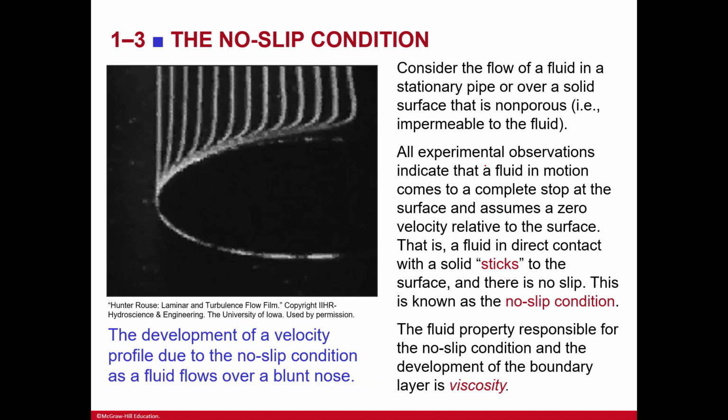No slip condition. Okay, so I'm just going to read this through and then we'll talk about it. So consider the flow of a fluid in a stationary pipe or over a solid surface that is non-porous, which means that fluid, whether it be gas, liquid, or a vapor, cannot penetrate it, like the wing of an aircraft, right? Or liquids within a metal pipe. So we're going to consider that.